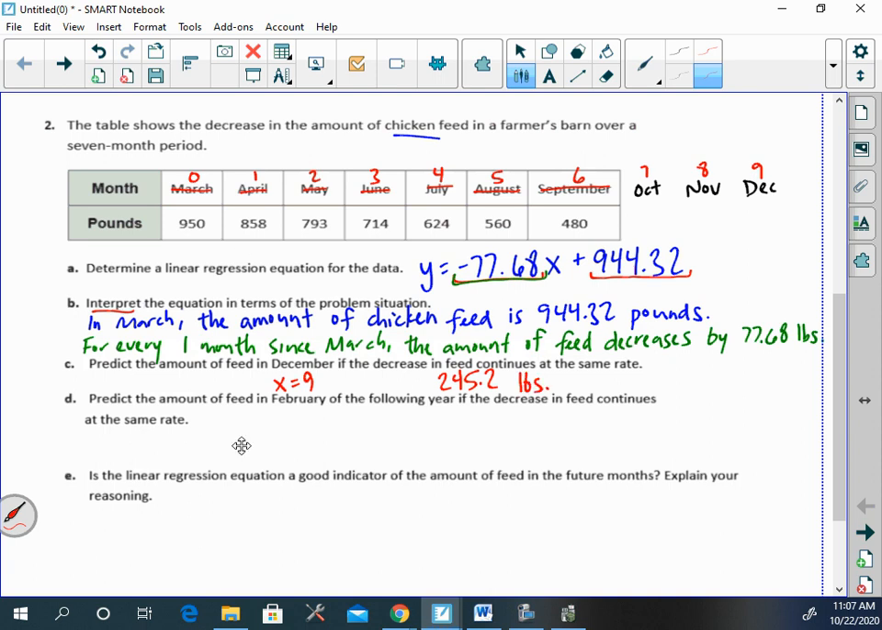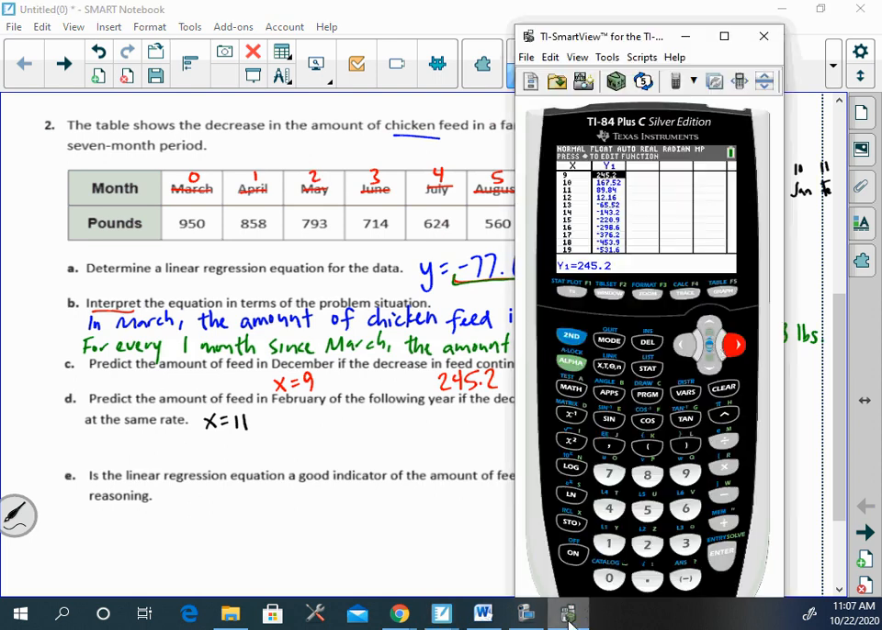Predict the amount of feed in February of the following year if the decrease in feed continues at the same rate. So if we want to get to February, we're at October, November, December, then we'd have January, then February. So we're at 9, 10, 11. So here we're talking about x equals 11. The nice thing is I already have it in my calculator, so at 11 it's 89.84.